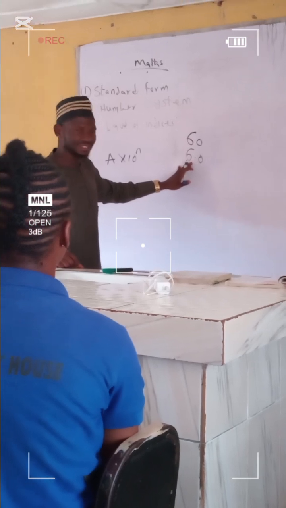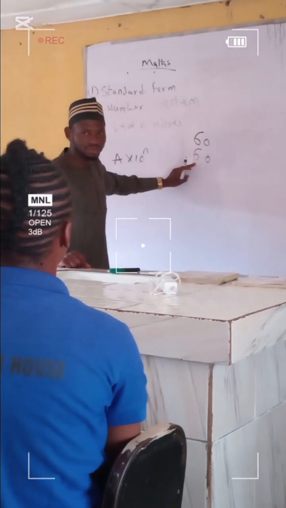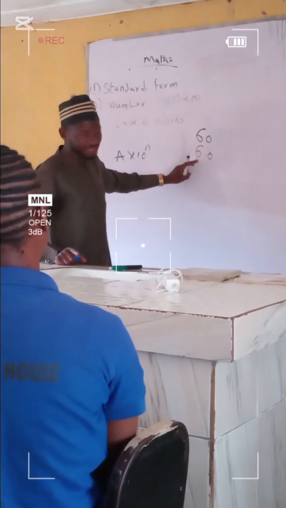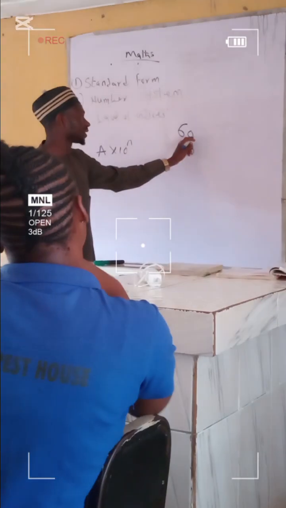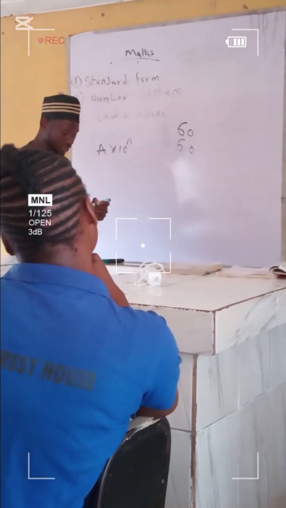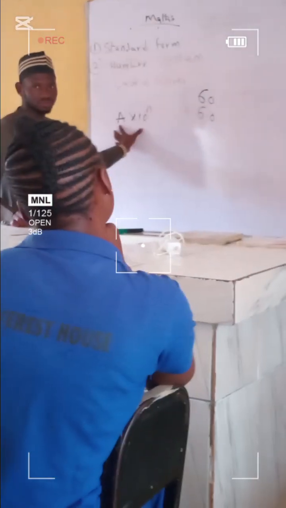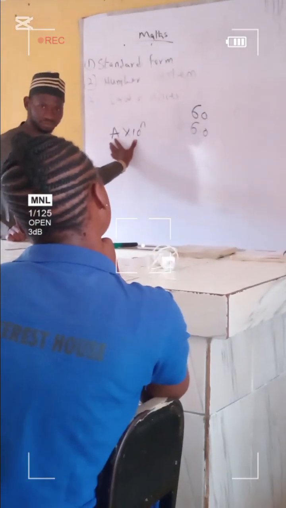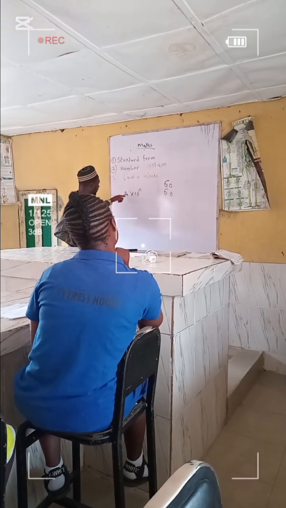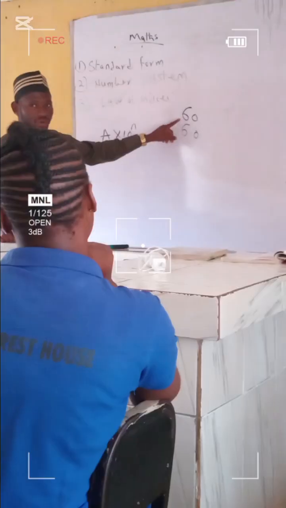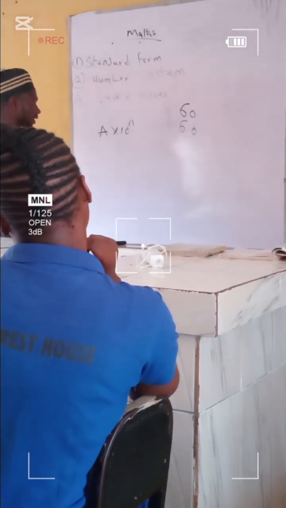But if I have something like this, 6.0, what will you call this? Decimal. Why do you call this one decimal? It has a decimal point, right? What about this one? The decimal point is at the extreme end. So there are two different things. A standard form can be written in this form, or in this format. This particular A can be either decimal or integer, positive or negative.